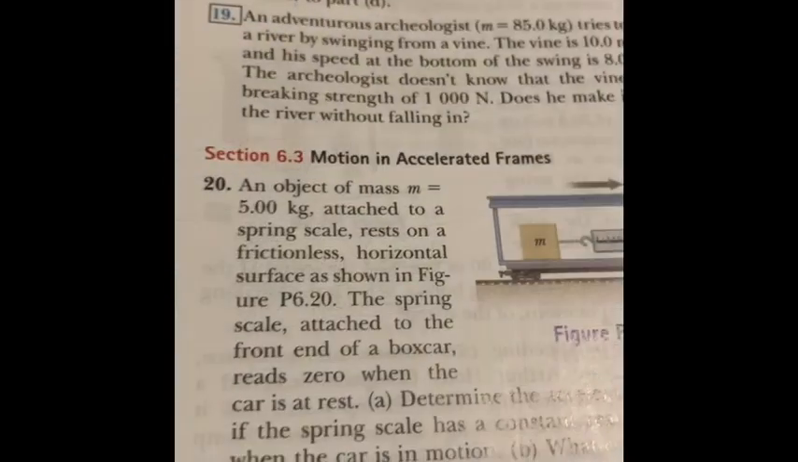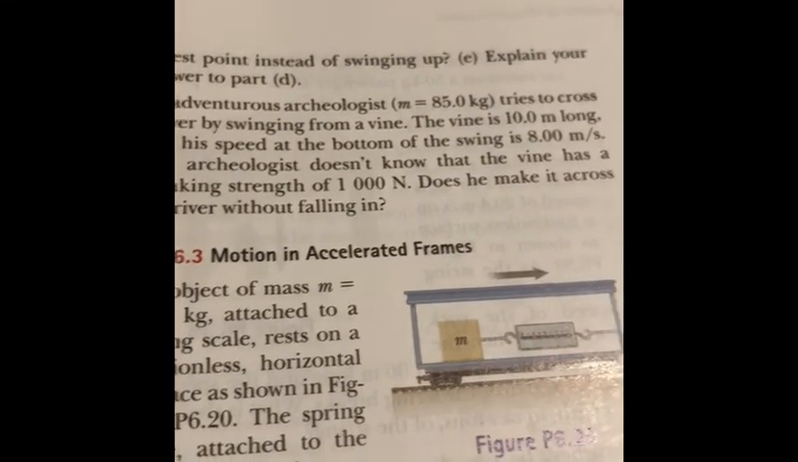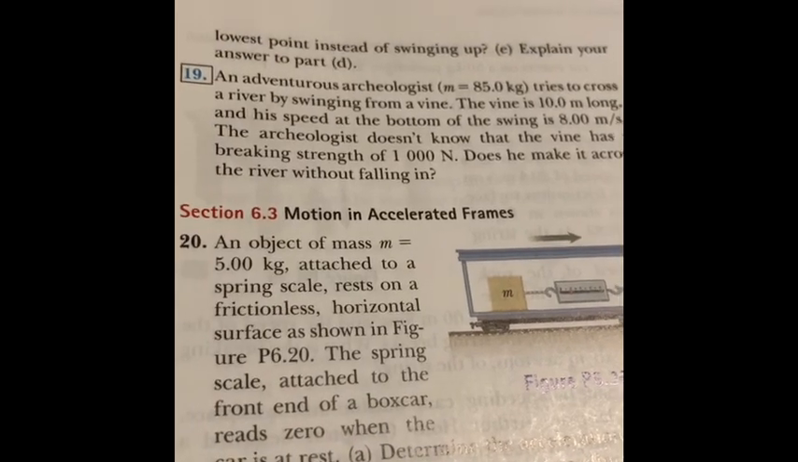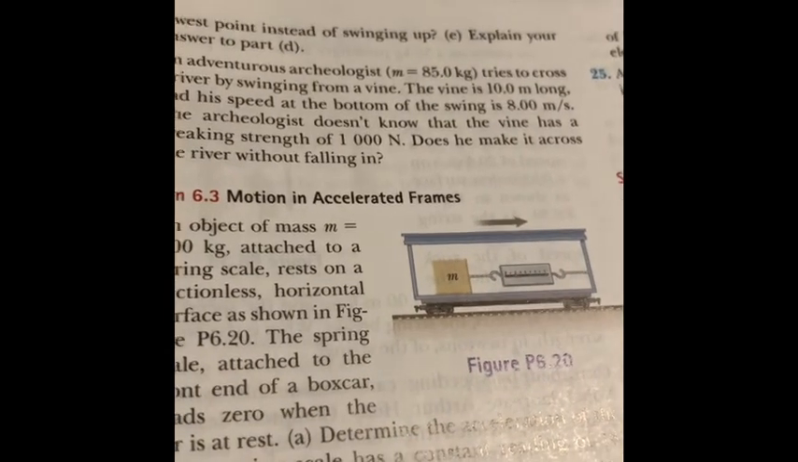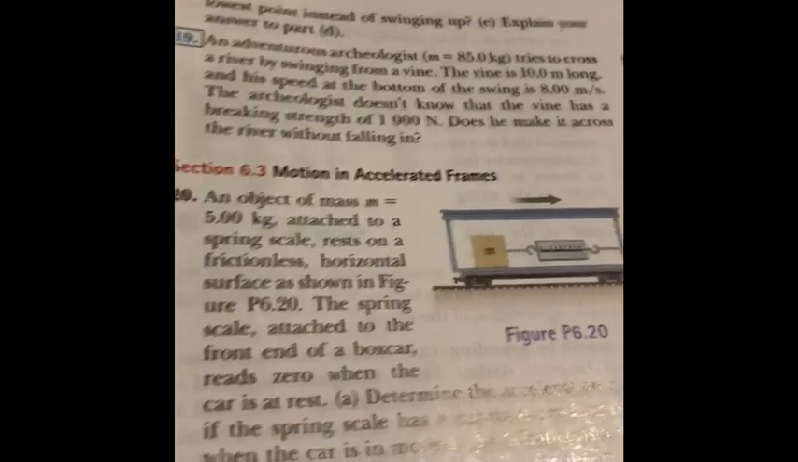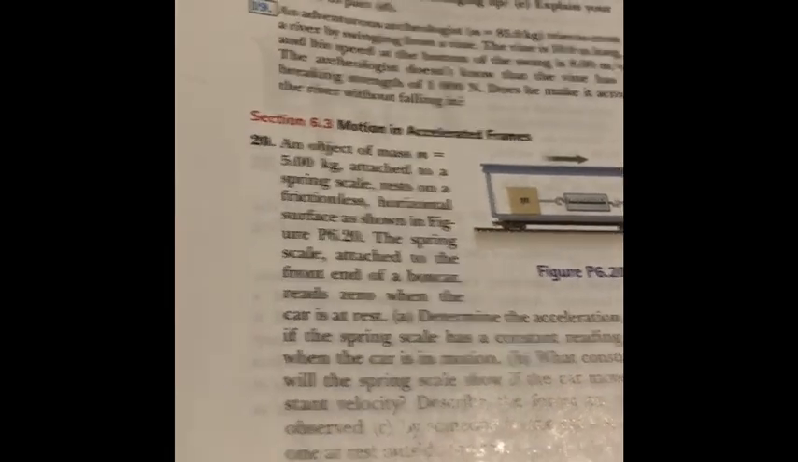I chose problem number 19. An adventurous archaeologist weighing 85 kilograms tries to cross a river swinging from a vine. The vine is 10 meters long and the speed at the bottom of the swing is 8 meters per second. The archaeologist does not know that the vine has a breaking strength of 1,000 newtons. Does he make it across the river?